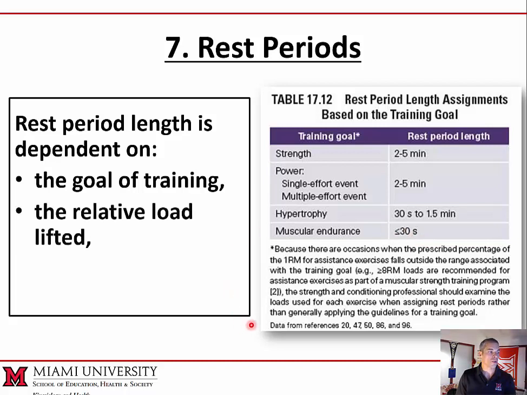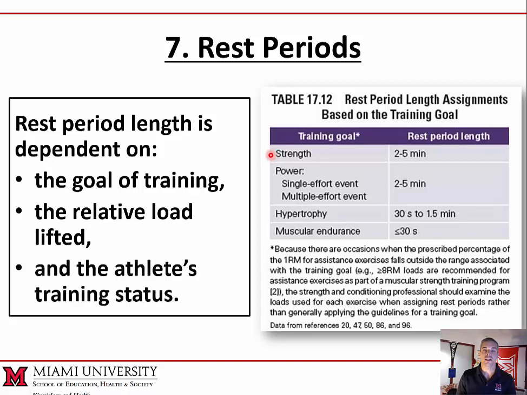So we also have to consider the relative load being lifted. When we compare strength training versus muscular endurance training, we're lifting a heavier relative load when performing strength training exercises versus muscular endurance type exercises. Therefore, that's going to require a longer rest period length with strength training. We also have to consider the athlete's training status. Athletes who are new to resistance training may require a longer rest period between sets and exercises compared to more advanced resistance training athletes.